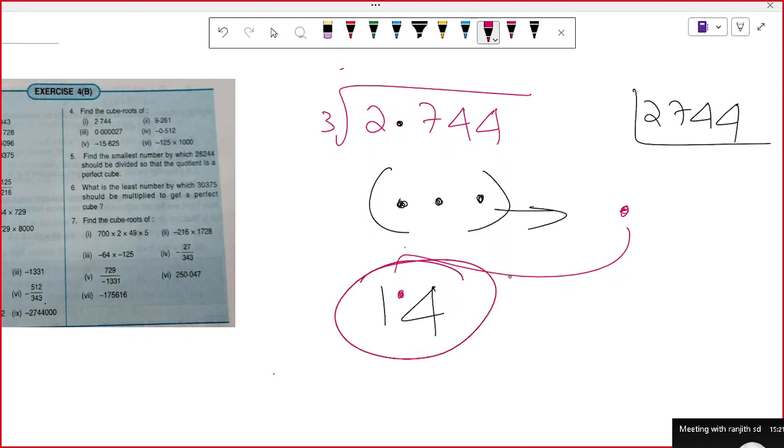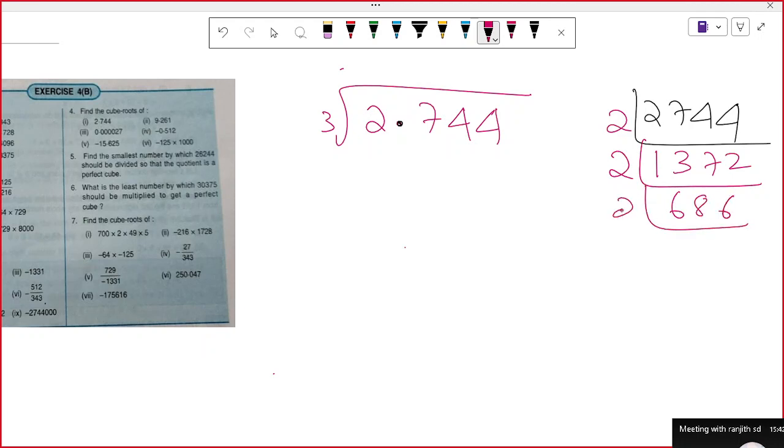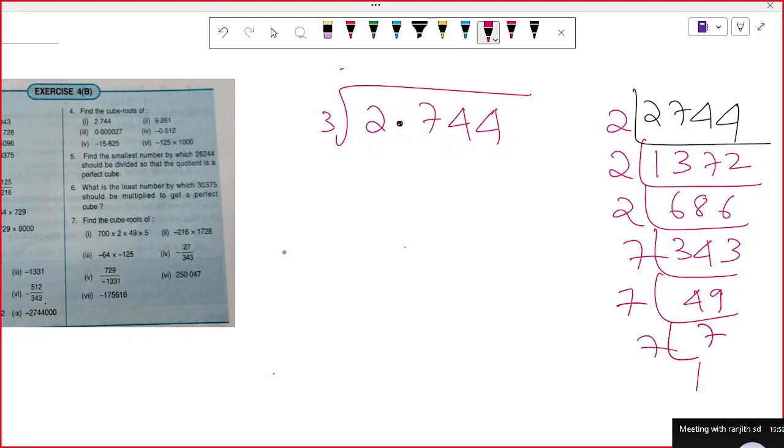This is only for quiz. In quiz, you can give the direct answer. But for exam, you can't; you have to solve it. 2744, start from the 2 times table. 2 ones are 2, 2 sevens are 14, 2 7s are 1372, right? Then 343. 7 into 49 and 7. Then 7 into 7. 7 into 7 ones. So 2 into 7, forget about the decimal. Don't worry about the decimal.